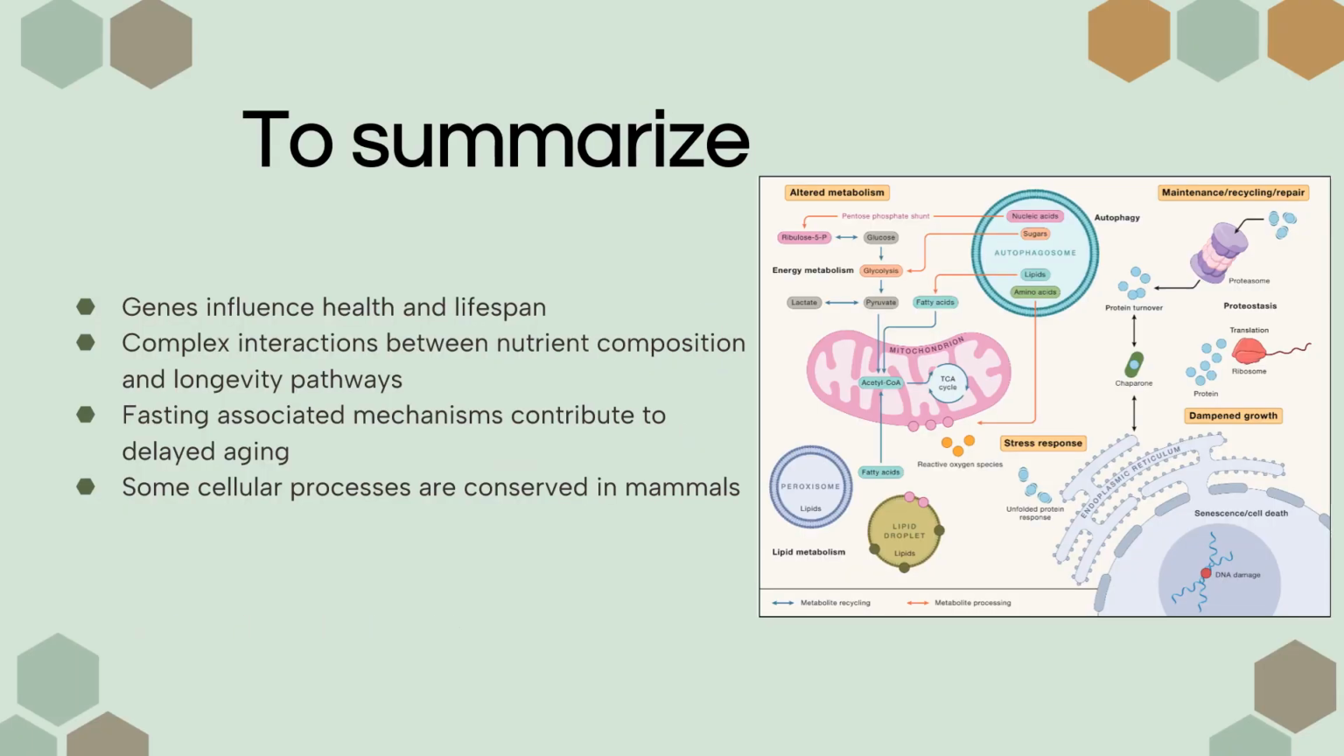To summarize, short-lived species offer crucial insights into nutrition and aging research. Genes significantly influence the health and lifespan of these organisms, with aging pathways regulated by nutrient levels. Simple organism studies have revealed that genetic roles are responsible for nutritional cues of longevity. Complex interactions exist between nutrient composition and longevity pathways, with diet efficacy at center stage.